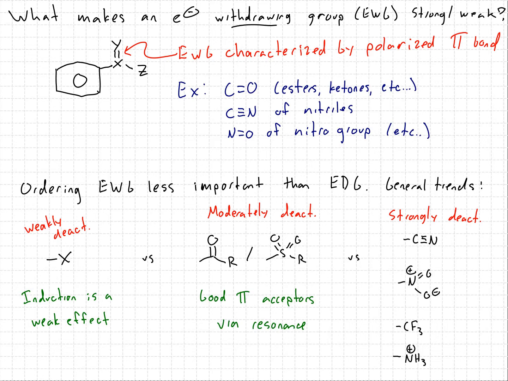And finally, we have the strongly deactivating groups like the nitriles, the nitro group, CF3, and NH3+. All of these groups have something in common. They're either very strong pi acceptors, so we can draw very good resonance forms for them. They also have highly electronegative atoms, and in some cases more than one, and they have a large amount of partial positive charge density on one or more atoms. In the case of the ammonium ion, we actually have a full formal positive charge on the nitrogen, which contributes to it being a very strongly deactivating group.